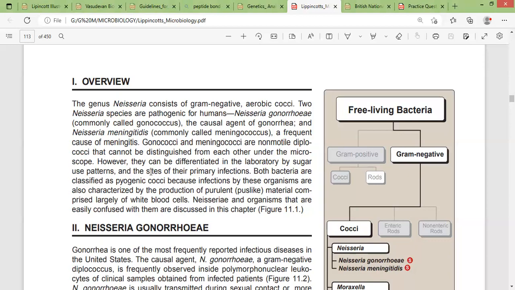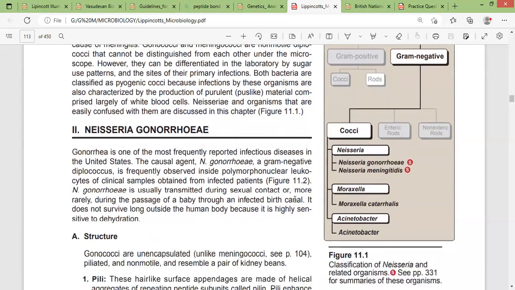Then we will see how they can be differentiated by how they use sugar and all of these things. They're also characterized by the production of purulent material, largely of white blood cells. We'll see why you complain of a urethral discharge. Why is it that even when the mother is delivering and she has gonorrhea, the child will also get that? Because this bacteria is characteristic for the production of a purulent-like material. So we'll see all this.